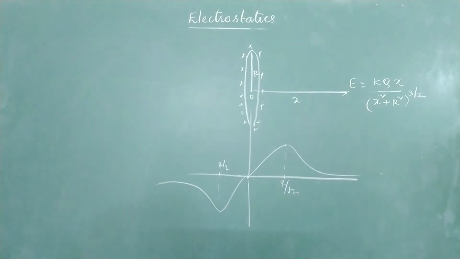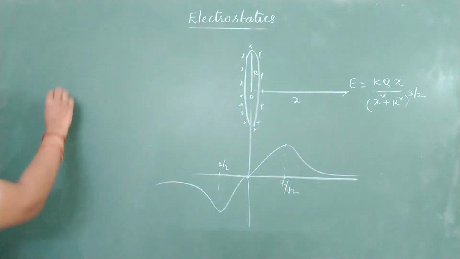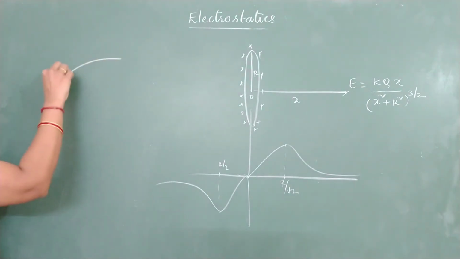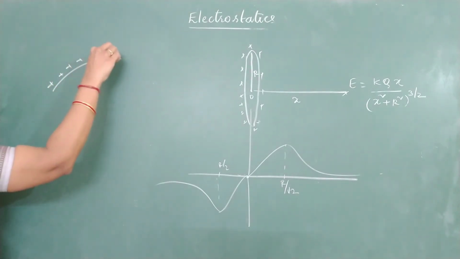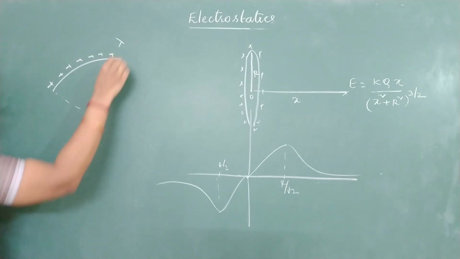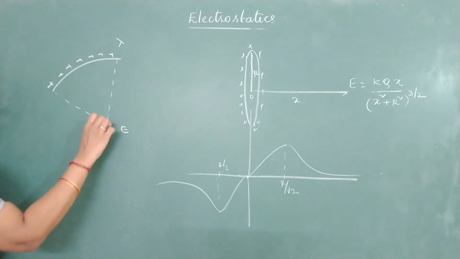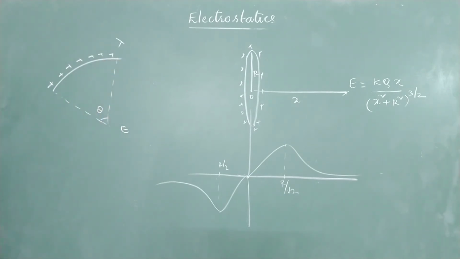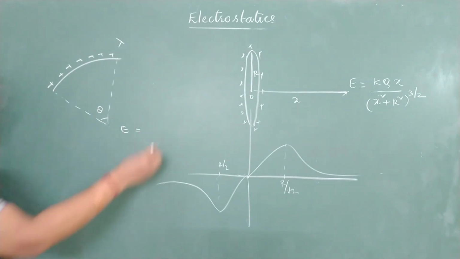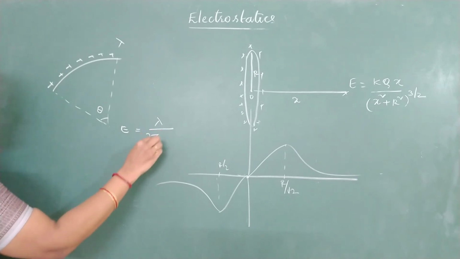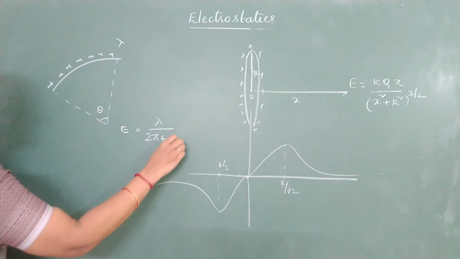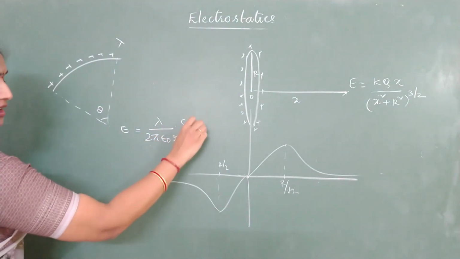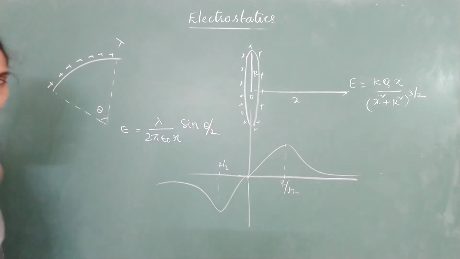Okay, then for a semicircle. If you have a semicircle or an arc of circle with linear charge density lambda, subtending an angle theta here, what is electric field given by? E is equal to lambda by 2 pi epsilon naught r into sin theta by 2.